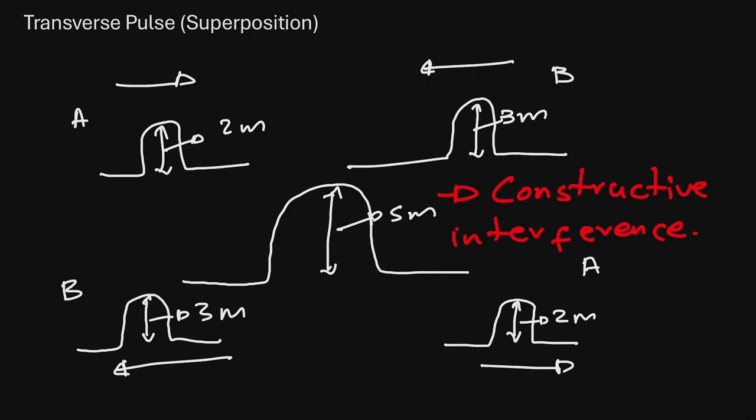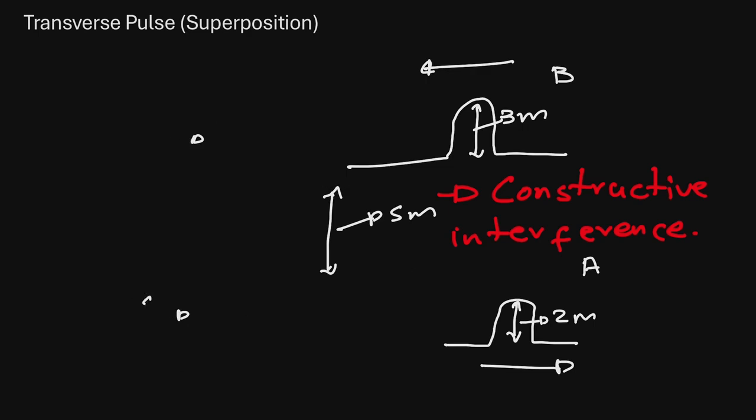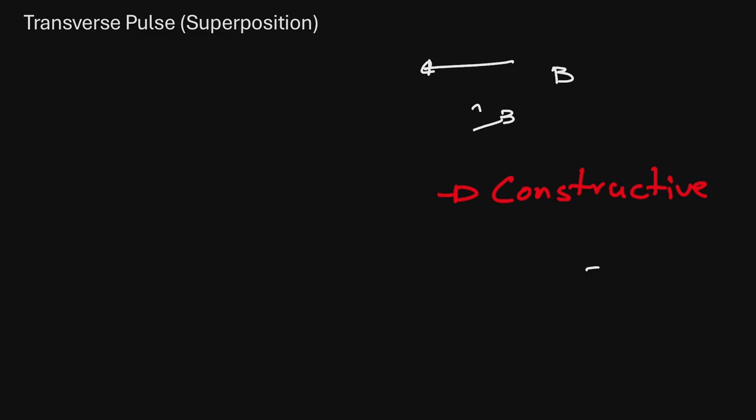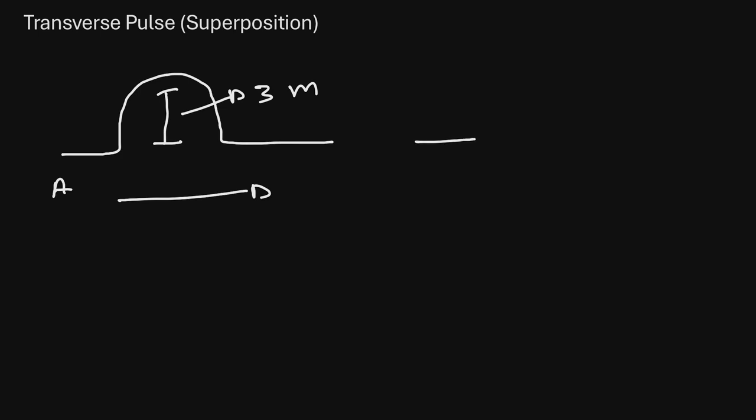So now we can also have two pulses that are in opposite directions and they move towards each other. Let's say, for example, we have now the following two pulses. Pulse of A that is having a positive amplitude of 3 meters and is moving to the right. But now we have a pulse of B with a smaller amplitude of 1 meter moving to the left.